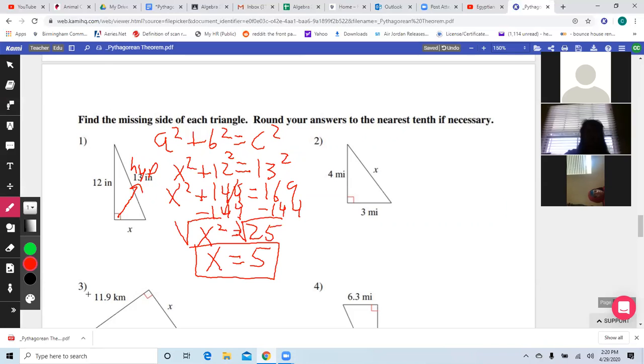Okay. So number 2, once again, I am going to use Pythagorean theorem because it's a right triangle. They give me 2 sides and I'm missing a third. So this would be 3 squared plus 4 squared is equal to x squared. So you see this time, your hypotenuse is x.